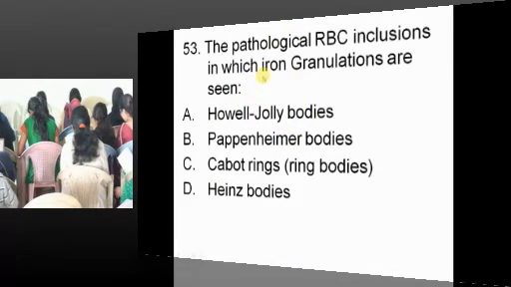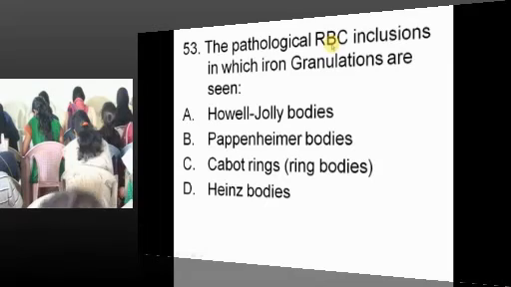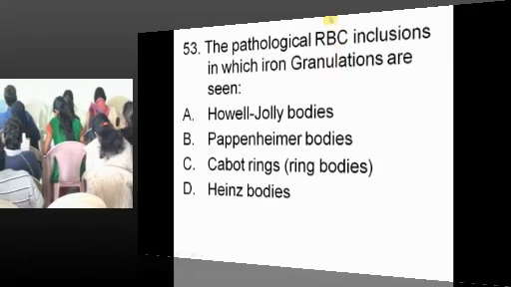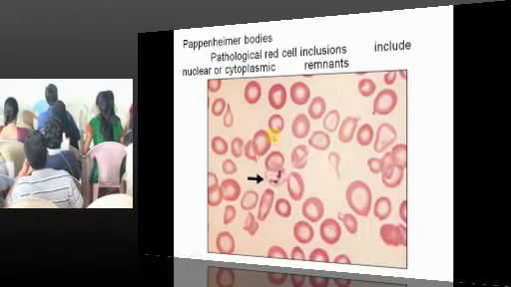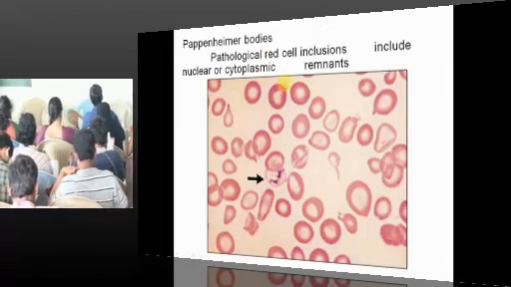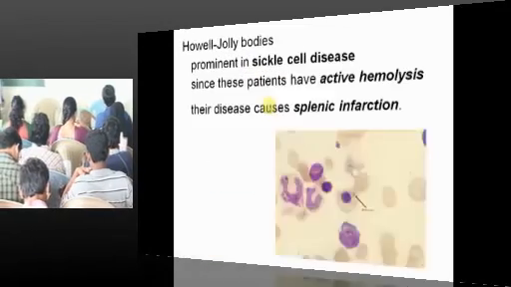Typically, what are the iron granulations in RBC inclusions? Pappenheimer bodies. Excellent. Pappenheimer bodies are that typical finding.